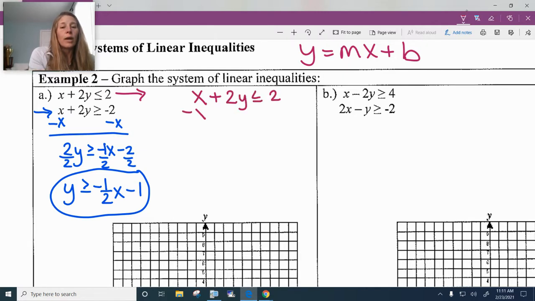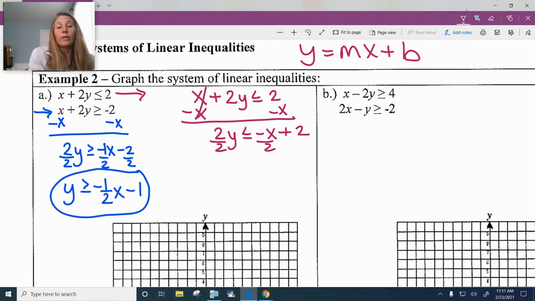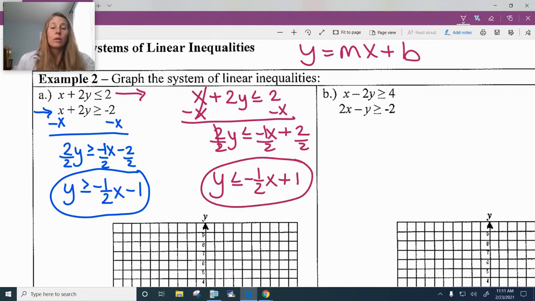So we're going to subtract the x. We want to get that y by itself. So I have 2y is less than or equal to negative x plus 2, dividing everything by 2. So I have y is less than or equal to, again, this would be a negative 1/2 x, and then that's a plus 1 there. Okay, so now it's the same thing that we were doing on the other side.